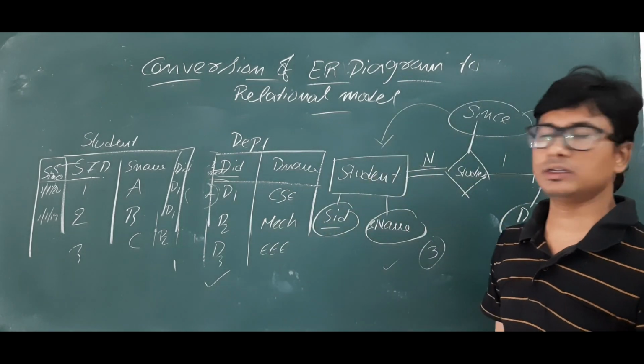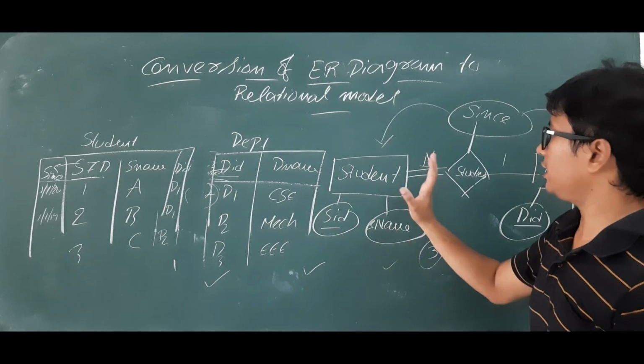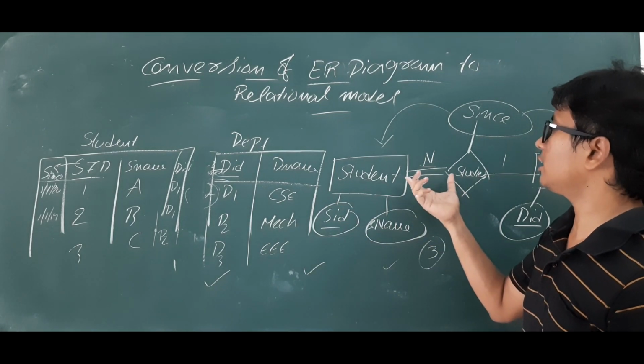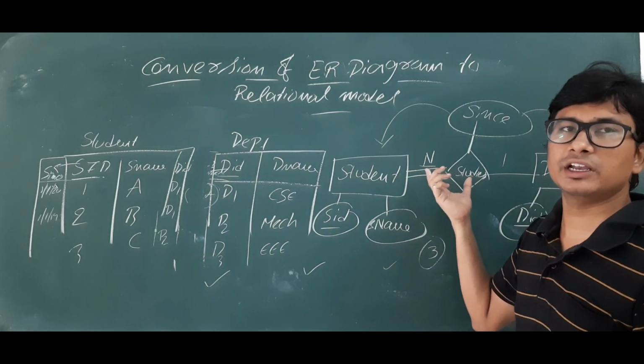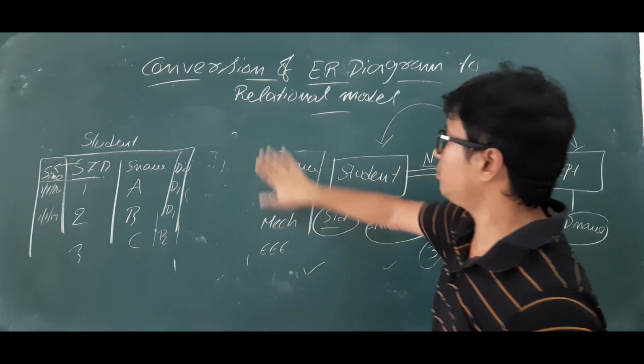I hope you have understood how I have converted an ER diagram having a one-to-many relation to an equivalent relational model. Okay, I hope you have understood.